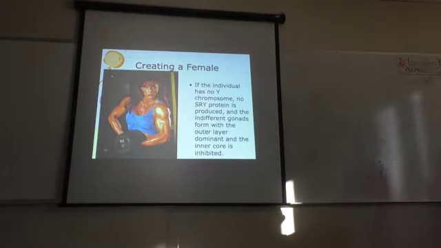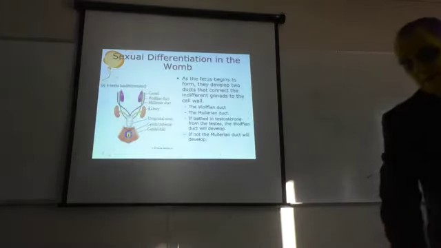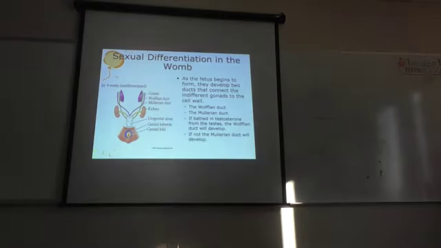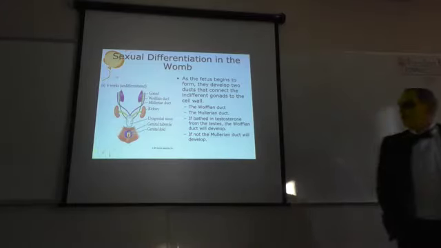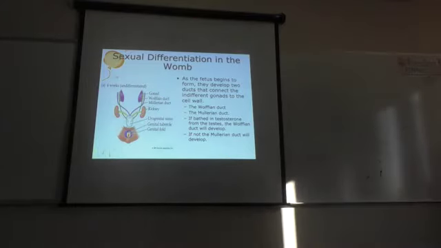If the individual has no Y chromosome, no SRY protein is produced, and the indifferent gonads form with the outer layer dominant and the inner core is inhibited. As the fetus begins to form, they develop two ducts that connect the indifferent gonads to the cell wall. There are two of them. One of them is the Wolffian duct and the other is the Mullerian duct. If bathed in testosterone from the testes, the Wolffian duct will develop. If not, the Mullerian duct will develop. So we have an opportunity here to have either a boy or a girl. Wolffian ducts and Mullerian ducts.